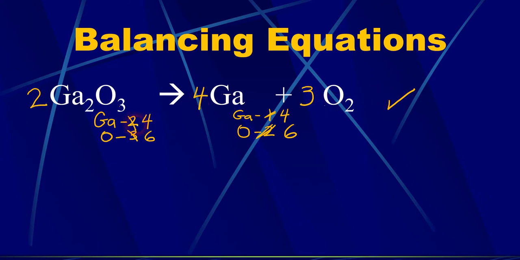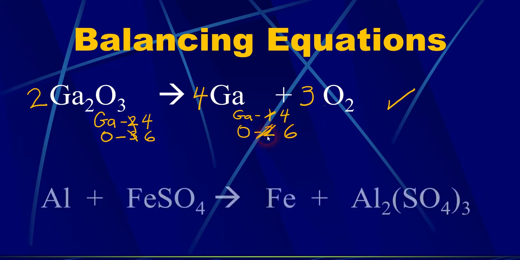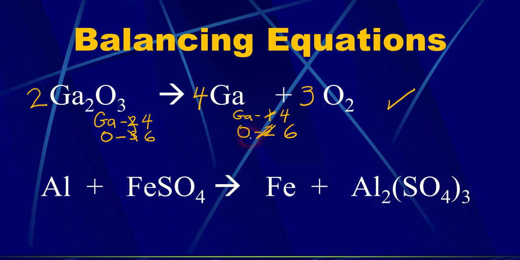Now, some of you might find it helpful to make this little chart, this little inventory here to determine how many of each atom are on both sides. Some of you might not have to do that. Now let's say we have this reaction here. We have aluminum plus iron 2 sulfate yields iron and aluminum sulfate.